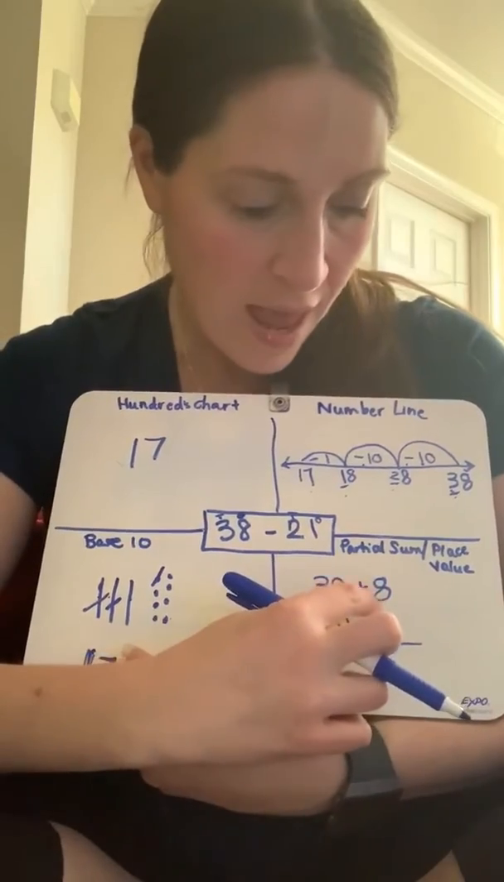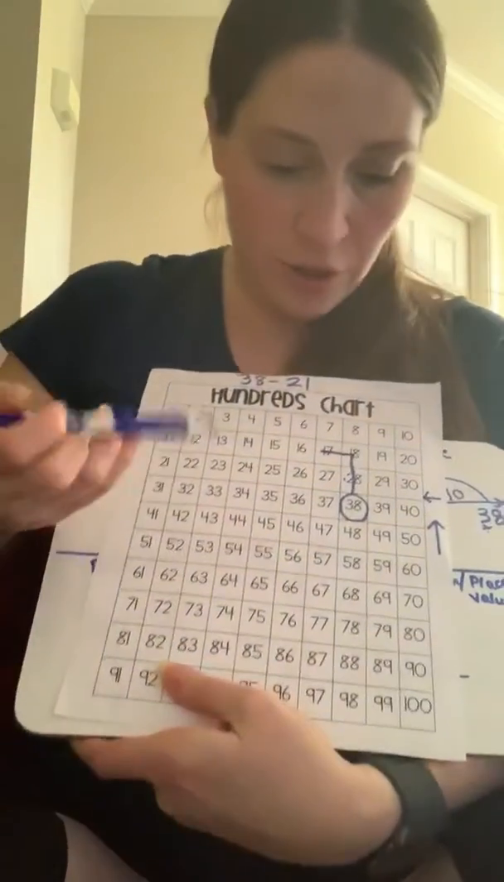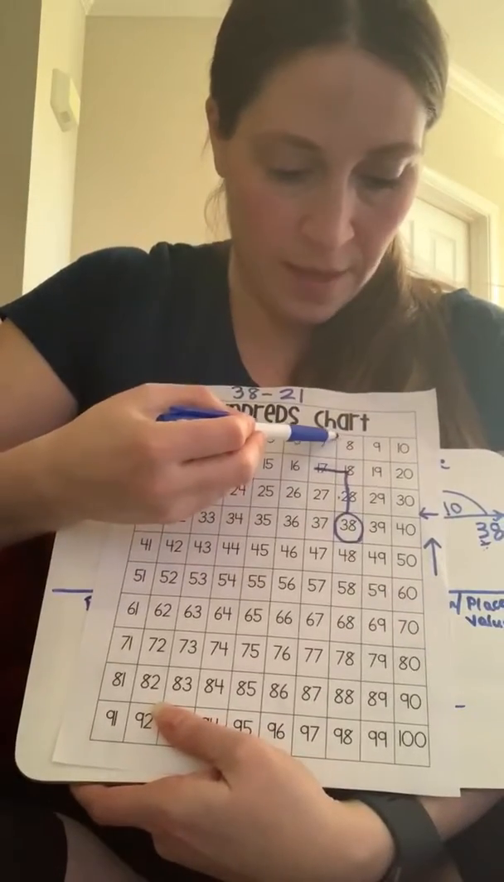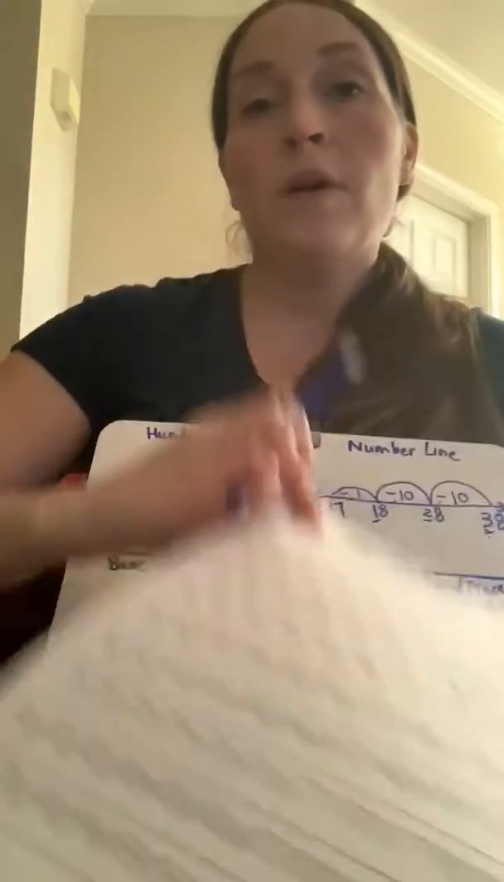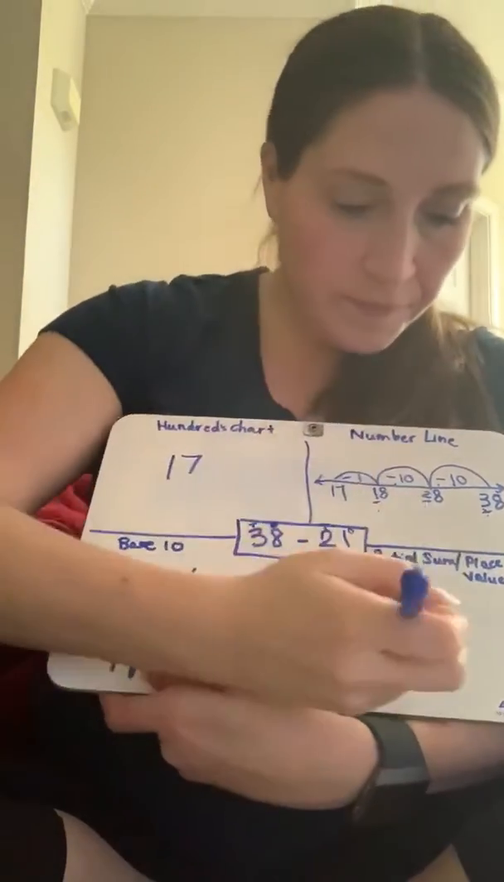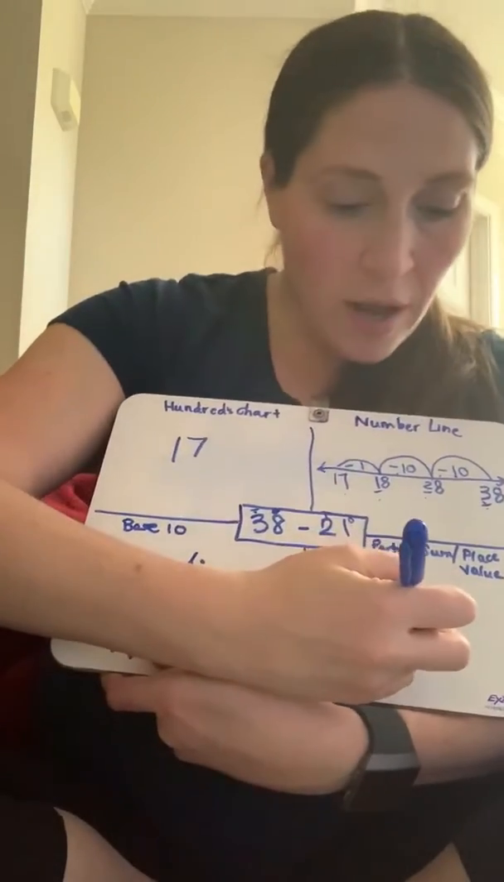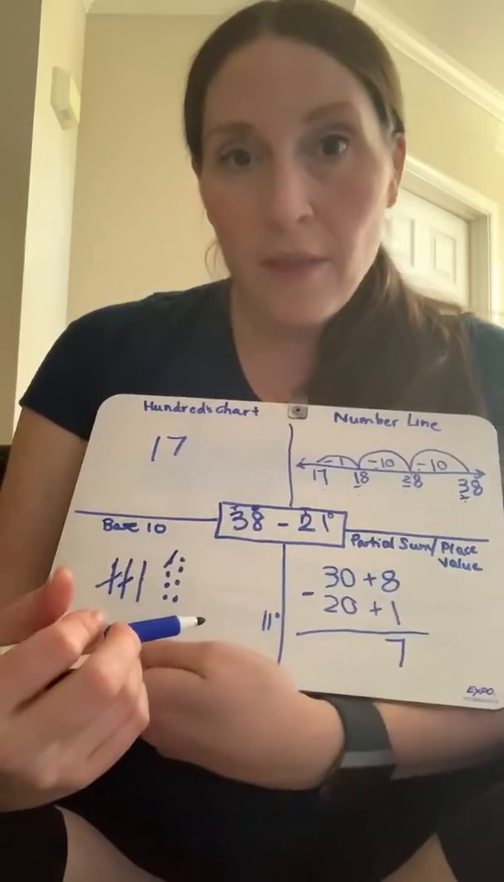So if I have 8 and I take away 1, you can look at your hundreds chart, start at 8, take 1 away. That gets you to 7. You can put 8 in your head and count back 1. So 8, 7. You can draw a picture if you want to help you. 8 circles, cross out 1, you have 7 left.